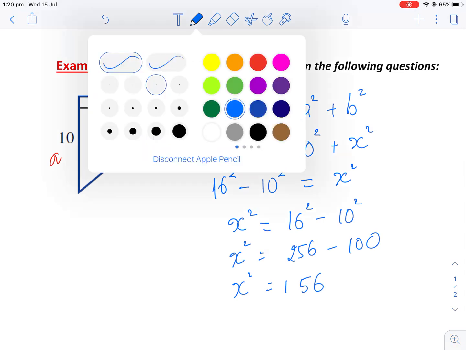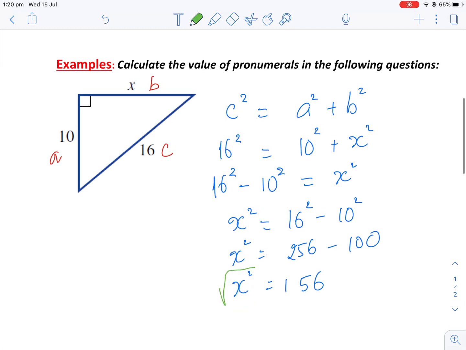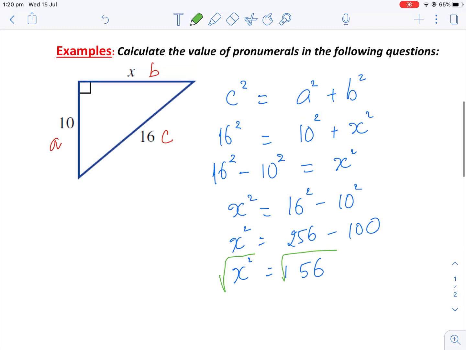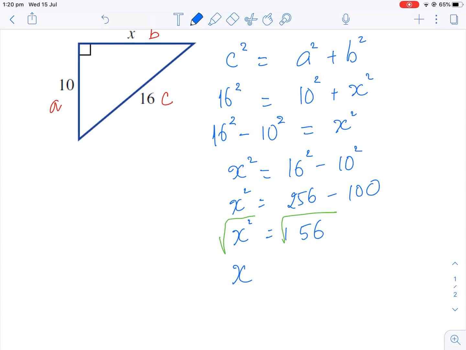And then, the question is to find the value of the pronumeral. It means to find x. However, here we have x squared, so you have to turn this into x. When you have x squared and you want to find x, you have to take the square root of both sides of the equation. Square root of x squared will turn to x, and the square root of 156 is, let's use your calculator.